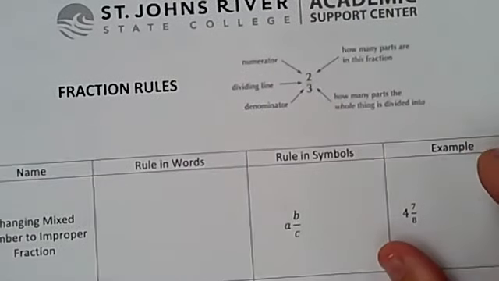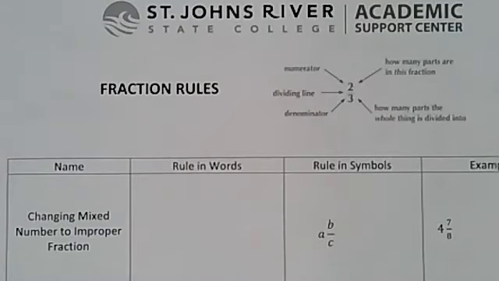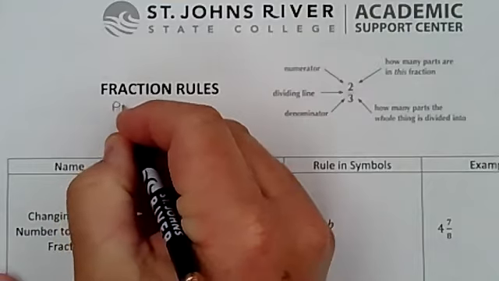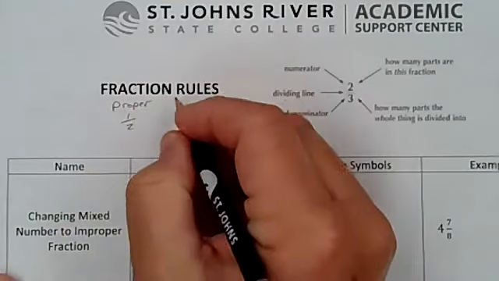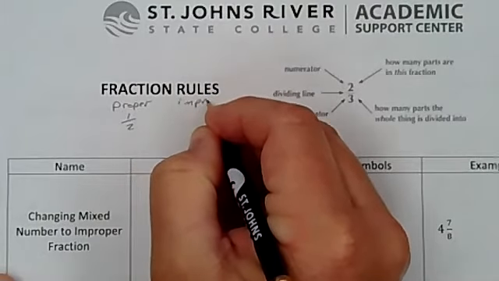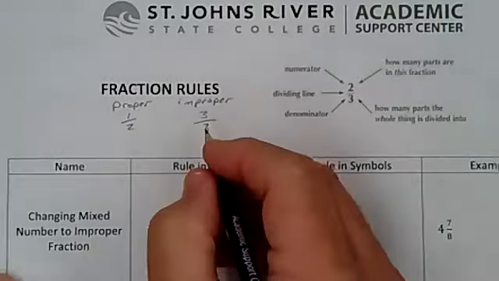Fractions may be categorized as proper fractions or improper fractions. A proper fraction has a value that is less than 1. An improper fraction has a value that is greater than or equal to 1 and can be recognized by the numerator being equal to or greater than the denominator. For example, a proper fraction would be like 1/2. An improper fraction would be like 3/2.